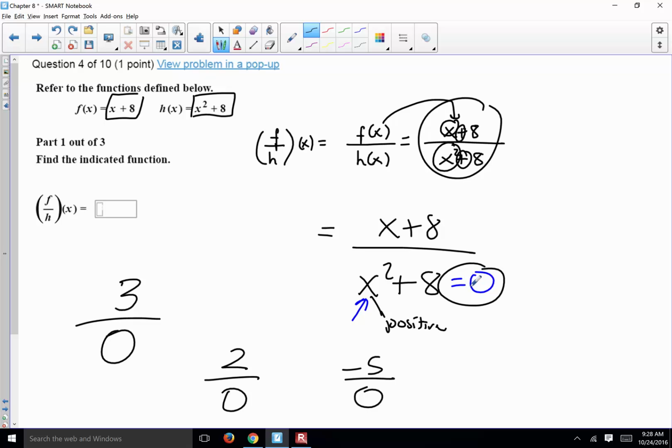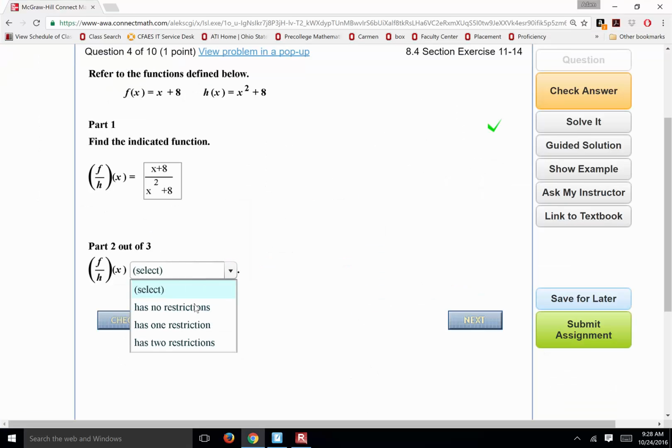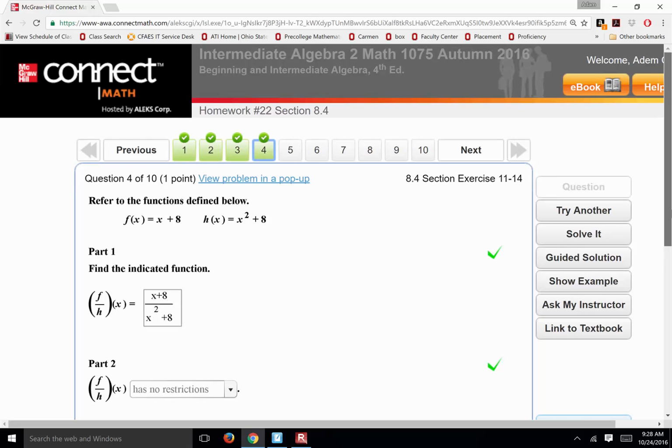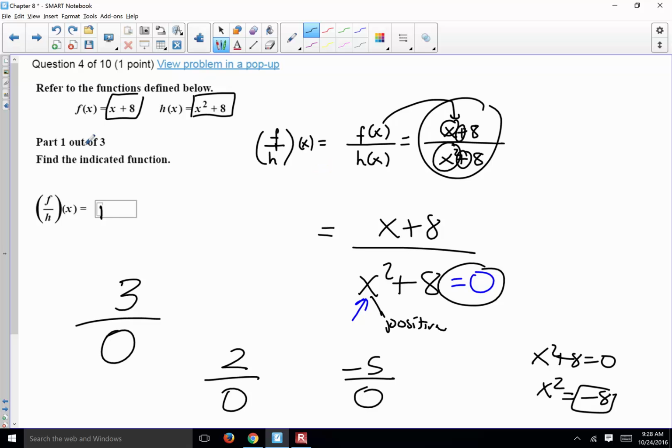Impossible. Okay? So even if you try to solve this, you see that x squared becomes negative. No number once squared becomes negative 8. So no restricted values. Here we have no restrictions. Okay? That was just a review of something we know from the past. This has nothing to do with the new section. Okay?